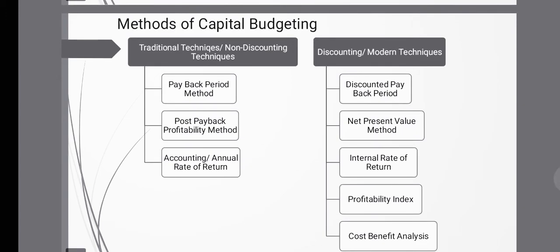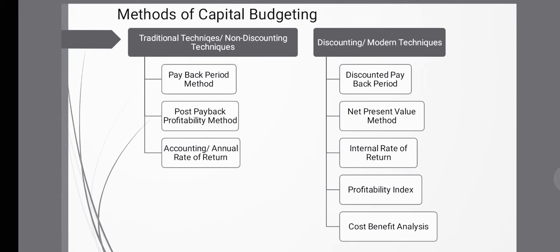What are the methods of capital budgeting? There are two kinds of methods: traditional methods and modern methods, or you can also call them non-discounting and discounting. Non-discounting techniques are also known as traditional techniques, and discounting techniques are called modern techniques. There are three basic non-discounting techniques: payback period, post payback profitability method, and accounting or annual rate of return.